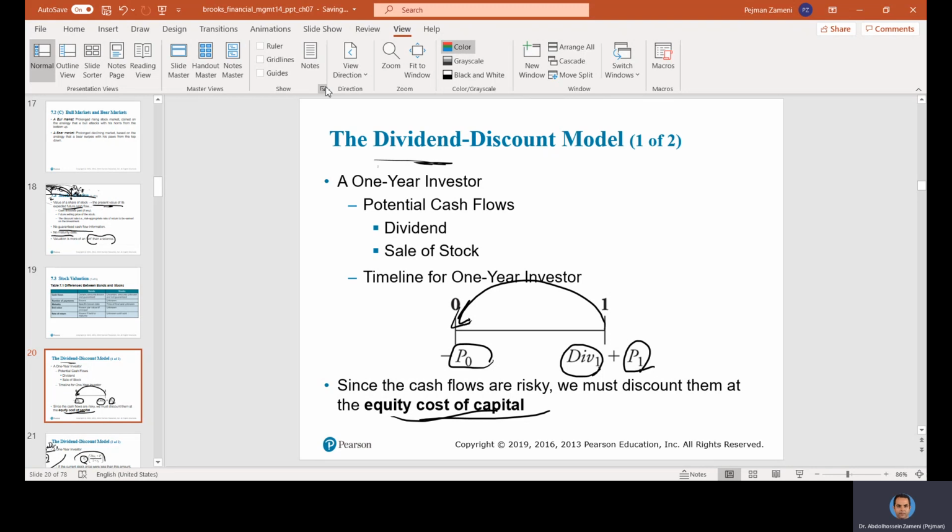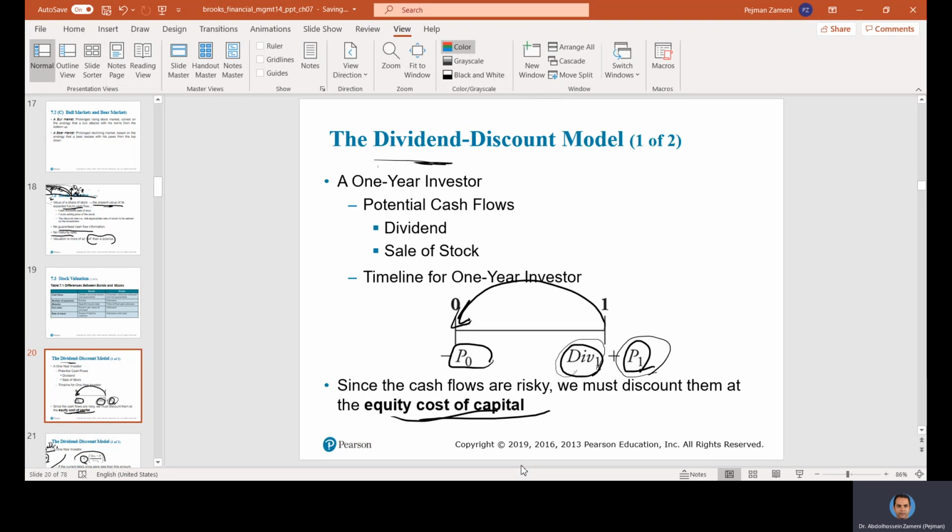Okay, a one-year investor, potential cash flows. If you want to buy the share, first of all, how much are you supposed to pay for this share? How are you going to find the intrinsic value? We refer to the dividend which we're going to receive after a period of time. For example, in this case, we assume after a year, and we're also going to sell the stock at this price.